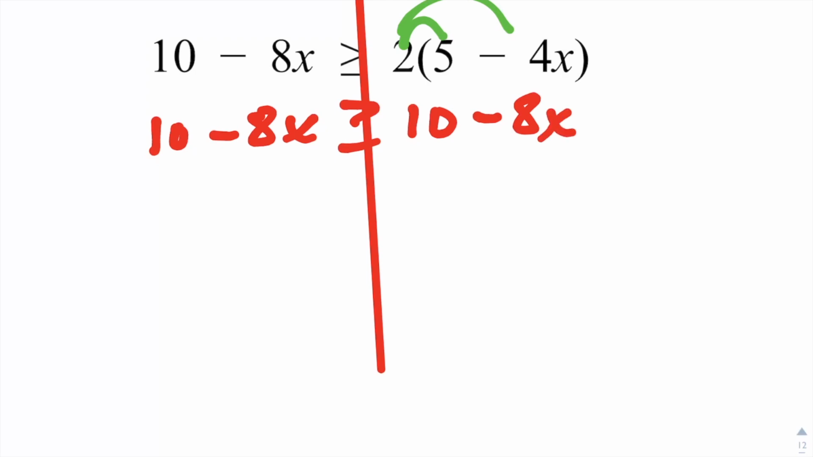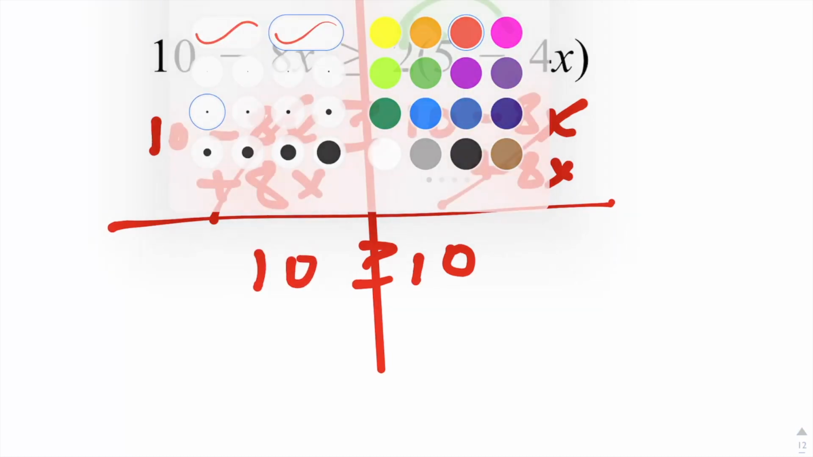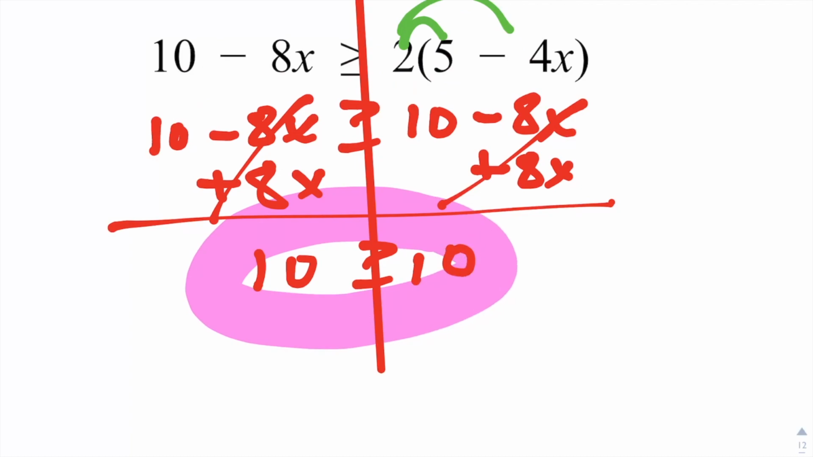Okay, well, now I need to move stuff around. So I'm going to move all the x's to the right. So I'm going to add 8x here, and I'm going to add 8x here. These cancel, and I'm left with 10 is less than or equal to 10. Oh, that's interesting. There's no variables left anymore, right? So this is what I'm talking about, a special situation.